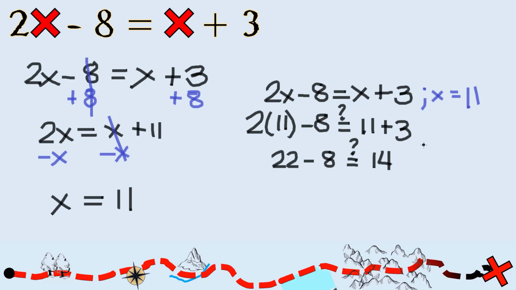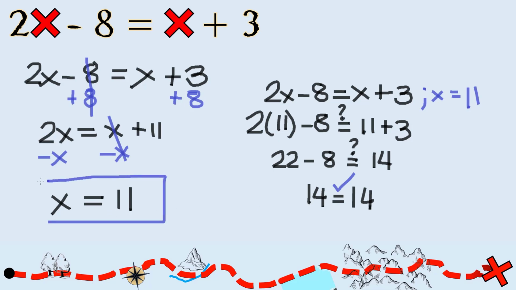By the way, we are practicing checking even if this equation is not that difficult, so that it will be part of your system to always check if you have time. 22 minus 8 is 14. On this side, you will also have 14. Once you reach this point, you have now verified that the equation stands if x is equal to 11. This would mean this value for the unknown is correct.